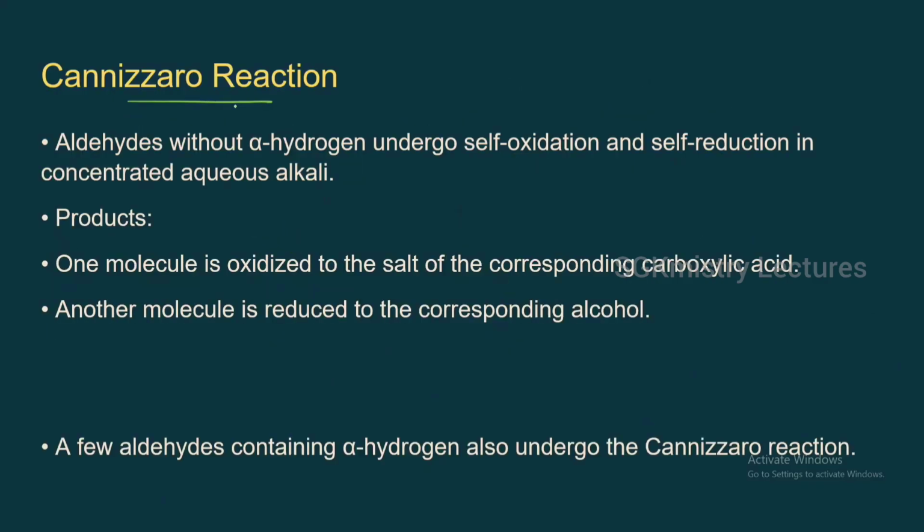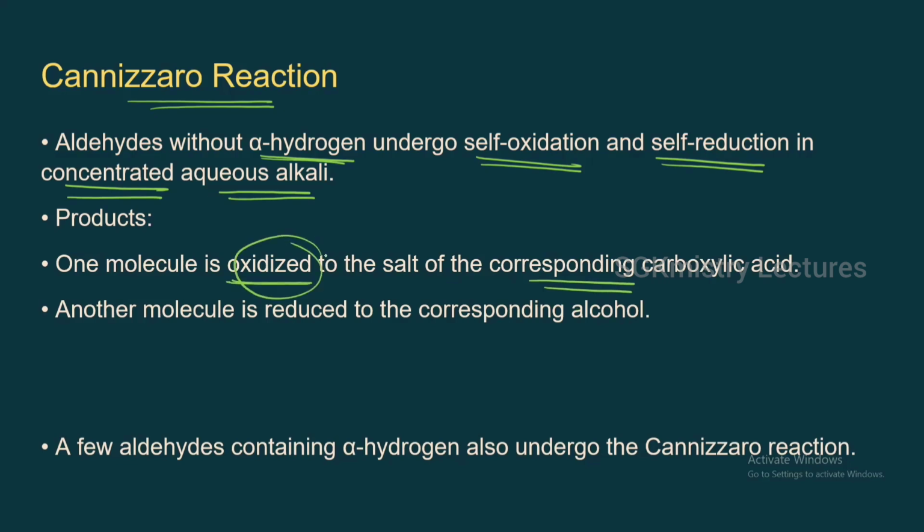Next, coming on to Cannizzaro reaction. So this reaction is mainly shown by the aldehydes which do not have the alpha hydrogen. They undergo self-oxidation and self-reduction in the presence of concentrated aqueous alkali, right? So here mainly you're going to get the alcohol and the salt of the corresponding carboxylic acid. So one molecule is oxidized to the salt of the corresponding carboxylic acid, whereas the other molecule is reduced to the corresponding alcohol. So let us look into the examples.